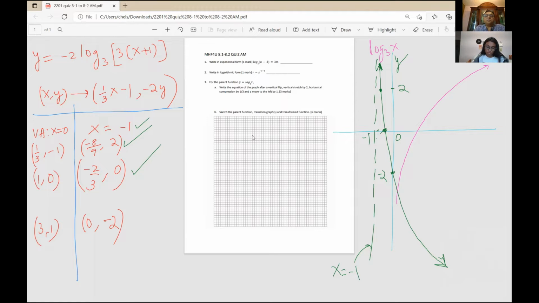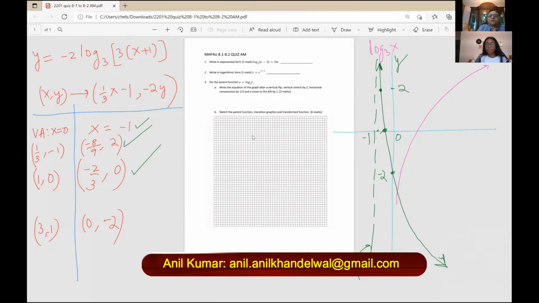But can you please read the question once again? Sketch the parent function, transition graph, and transform function. Transition graph is the keyword. Do you get the idea? Yeah. So transition graph really means that will be your final. In between graphs also you have to sketch. You get the idea? So in between graphs, let me just show you a couple of them, but you should do it on your own later, right?